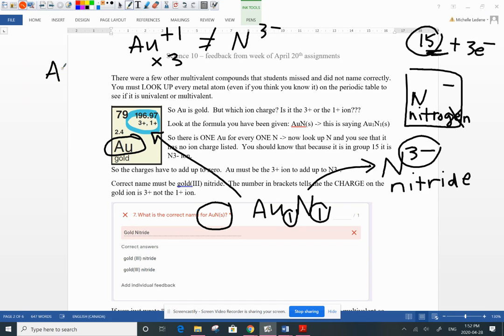We'd have to multiply him by 3. So that's how we would get Au3N. But that's not at all what the formula is. They're telling us it's AuN. So it's not the plus 1 charge. It must be the 3 plus charge. Okay, so it's Au3 plus.